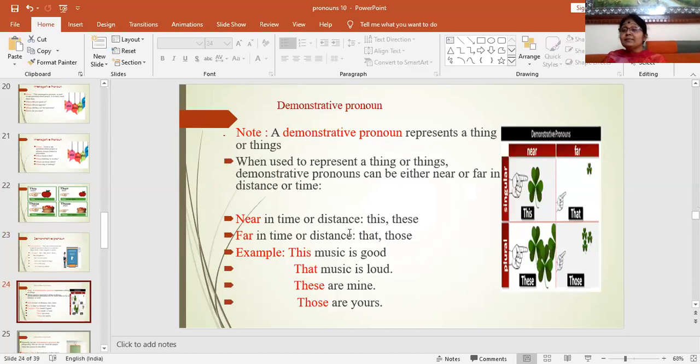Now note that a demonstrative pronoun represents a thing or things, and the pronouns can either be near or far. For example, this and these are used for near, and that and those are used for far. This music is good. That music is loud. These are mine. Those are yours, right? So when we are referring to far, we use that and those. When we are referring to near, we use this and these.